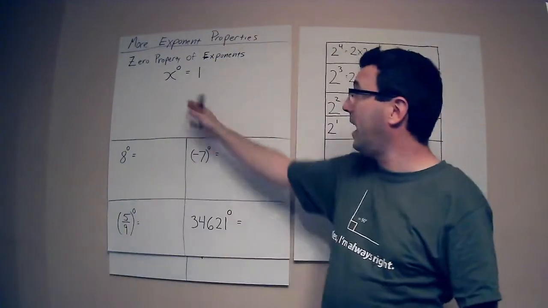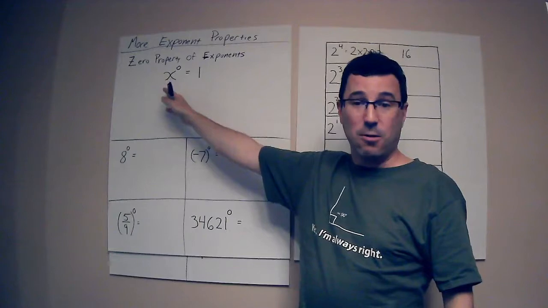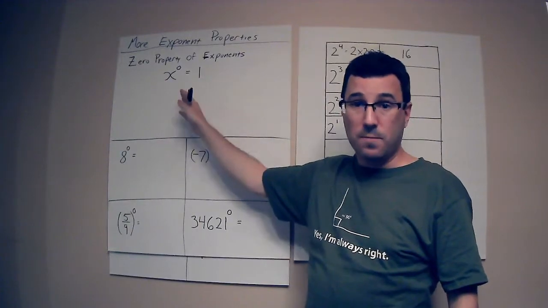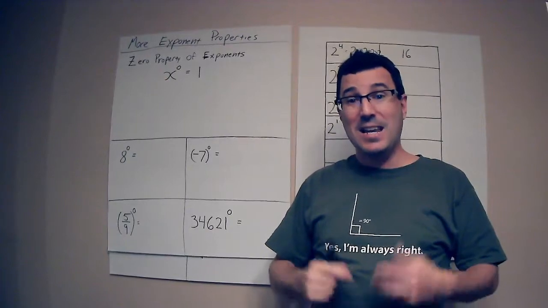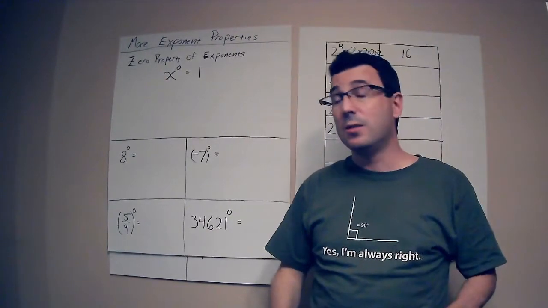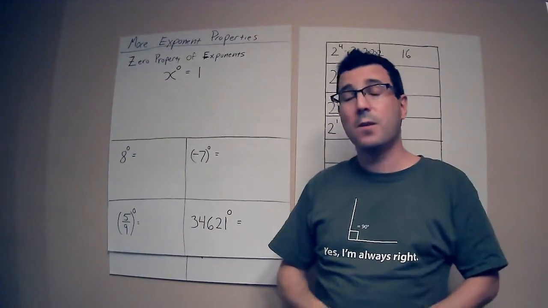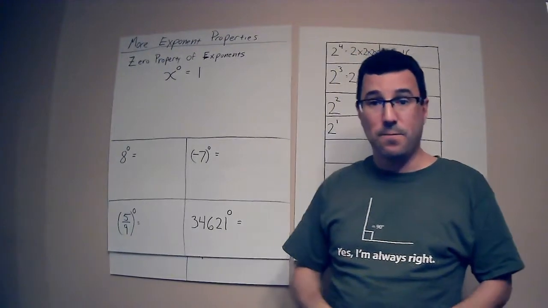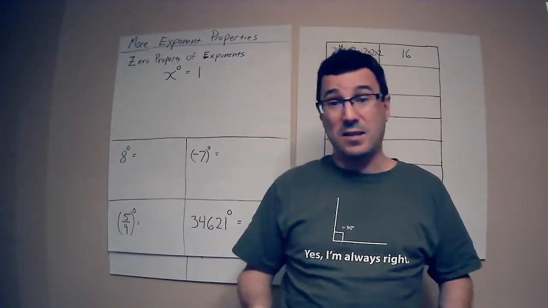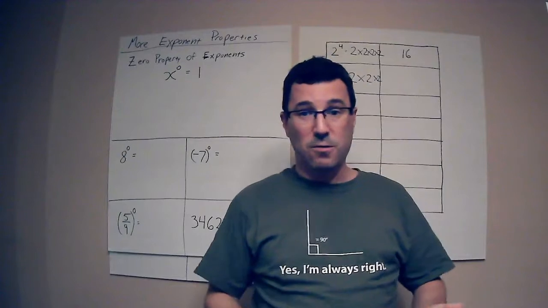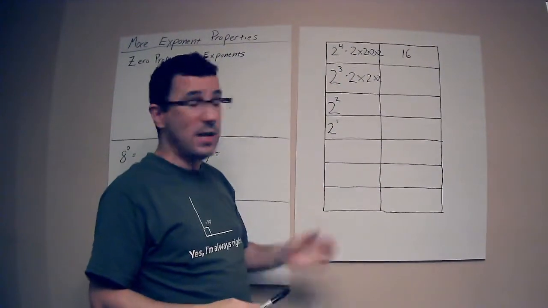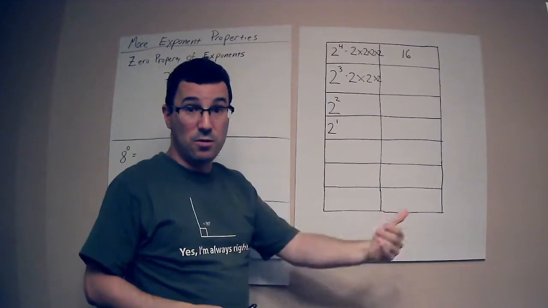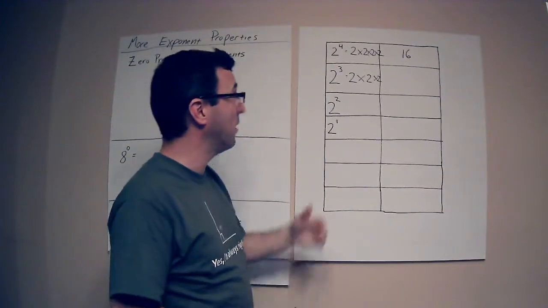So if you look, I have here that x to the 0 equals 1. Basically, the zero property of exponents says any number to the 0 power, except for 0, is going to equal 1. So the question becomes, how does this happen? There are two ways I can show it. The first way is through this table, because I'm going to use it to show the second property that we're going to talk about as well.